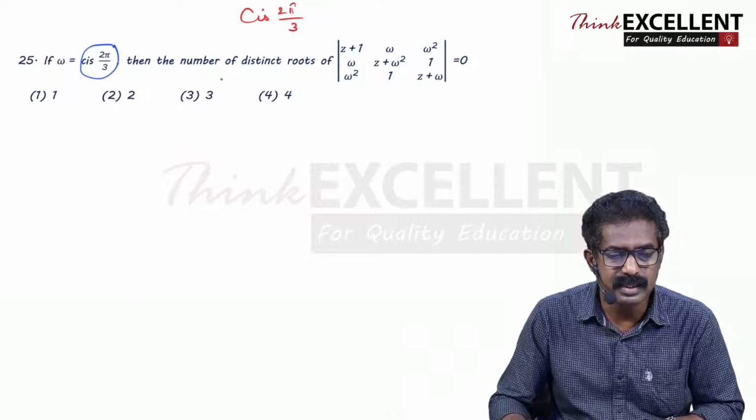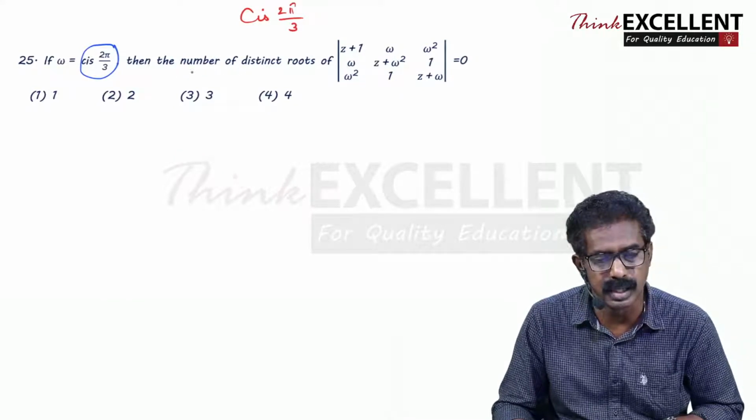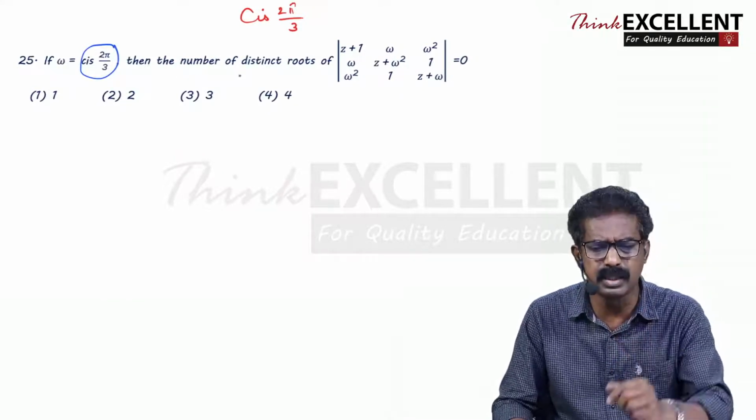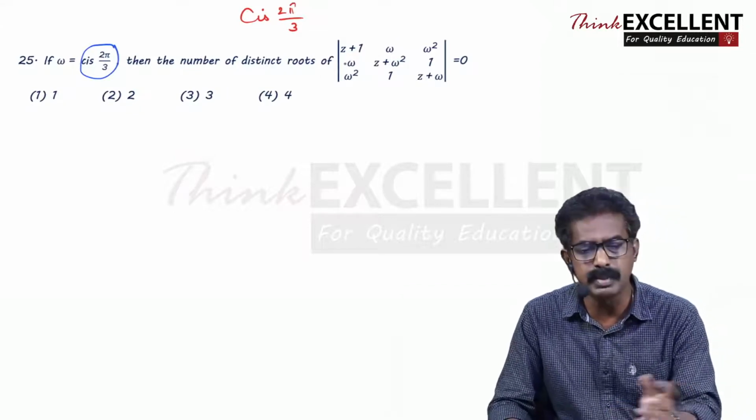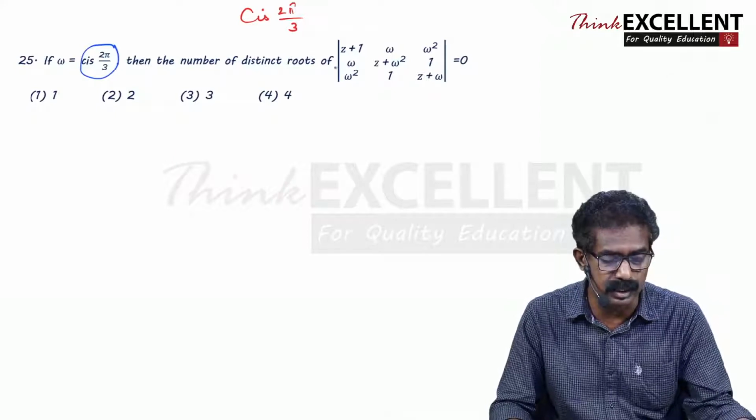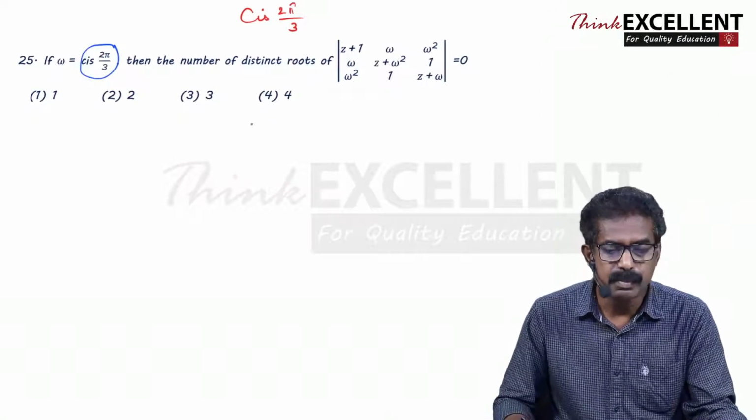The number of distinct roots. How many distinct roots are there? So it is an equation in Z, right? So how many values can Z have? That's the question. First, we try to simplify this determinant.